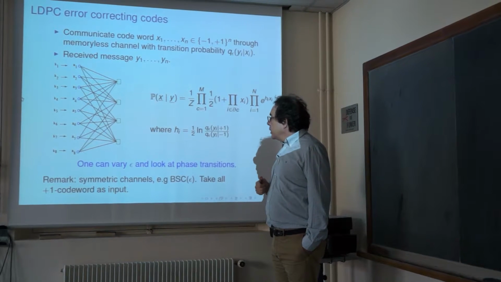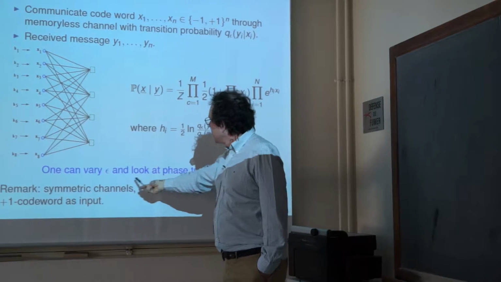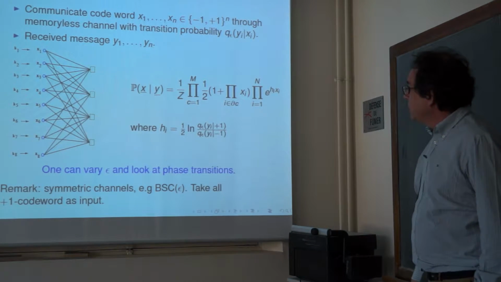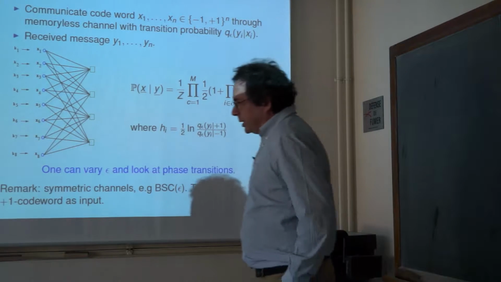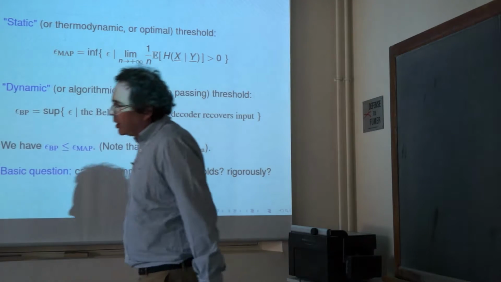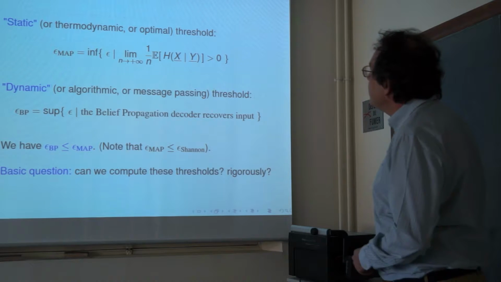And I would like also to study phase transition for this problem. There are phase transitions as you vary the channel parameter epsilon. Okay. So there are two types of phase transitions in such problems. One that I call static.